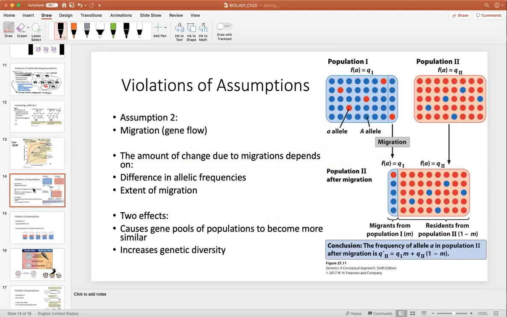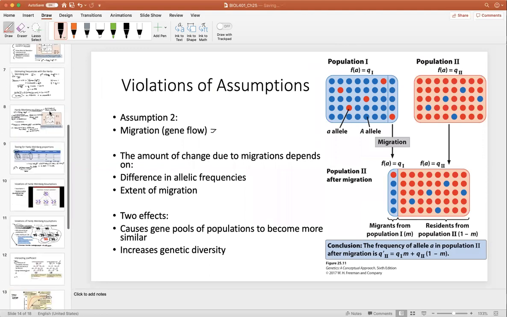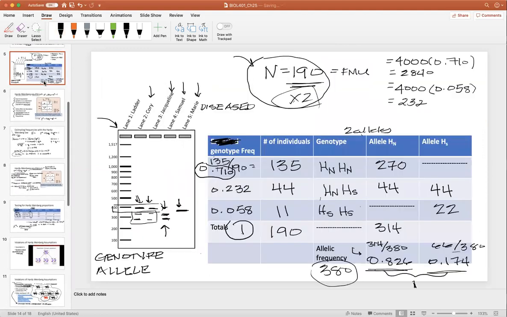Let's talk about a different assumption this time. Let's talk about assumption 2, which is migration, or we're going to call it gene flow, movement of genes between populations. Now, I told you that Hardy-Weinberg assumes that there is no migration between populations because, for example, if we go back to our original diagram I had for you way up here, okay? And I showed you that these numbers here, let's go back this way.